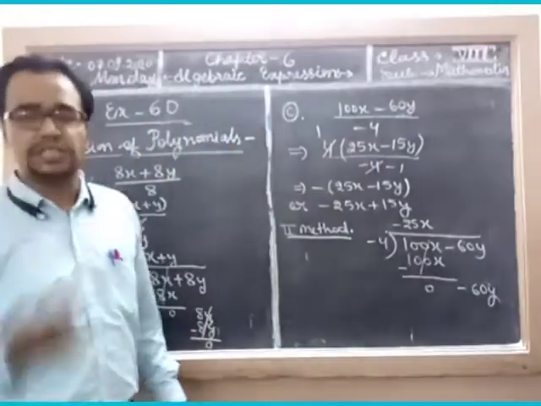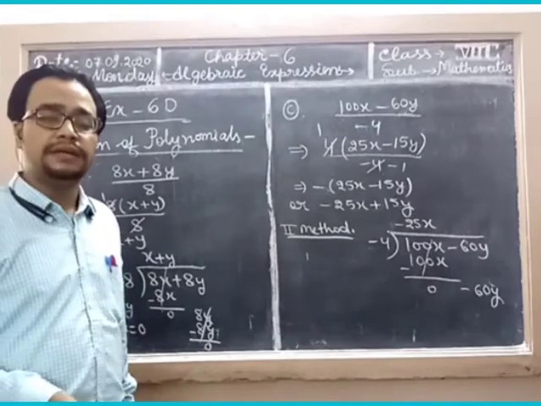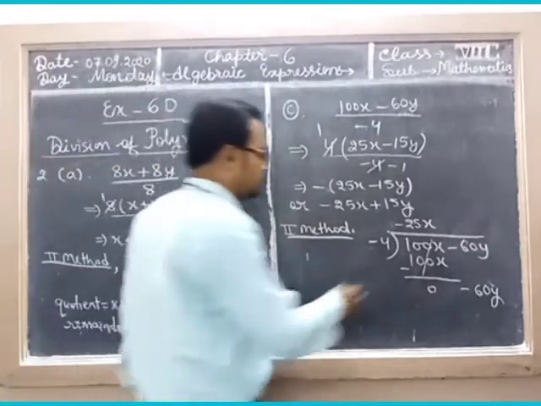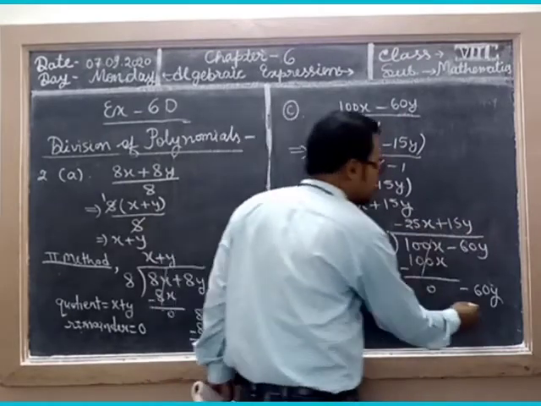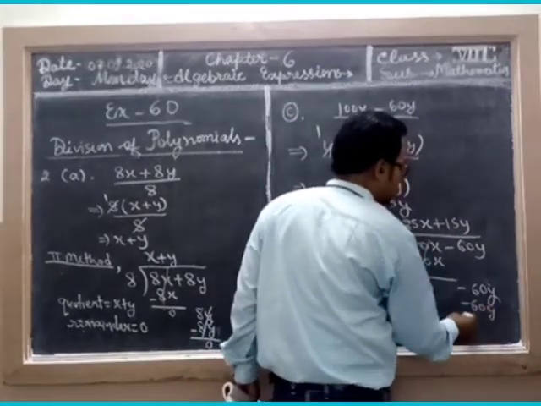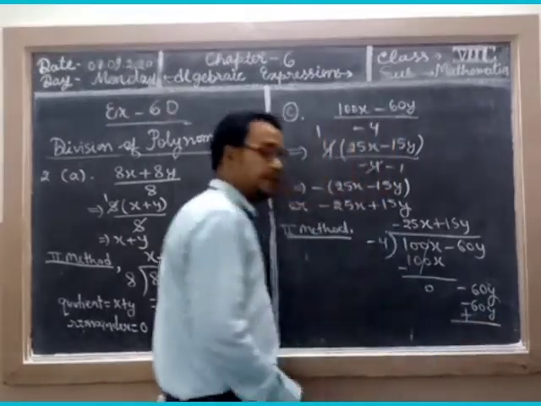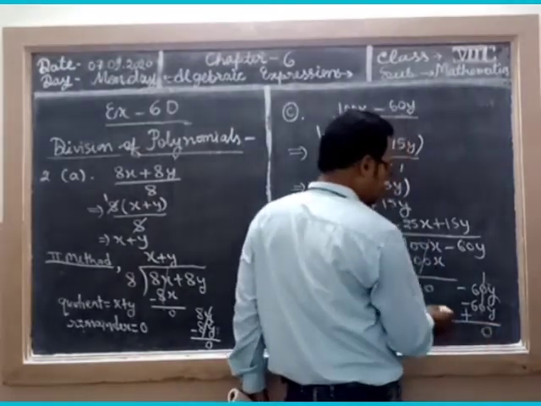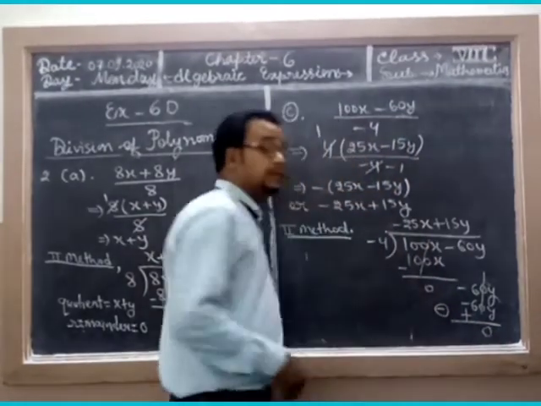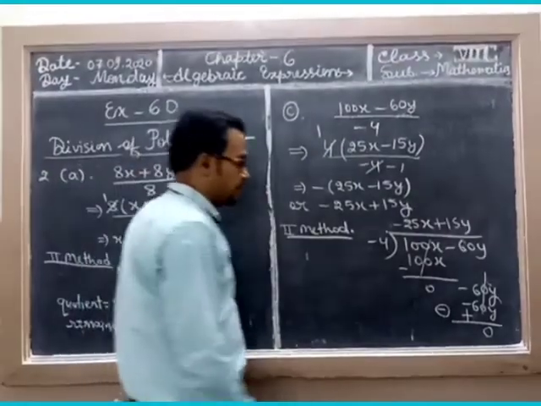For getting minus 60y from minus 4, we multiply minus 4 by 15y. Minus 4 into 15, minus 60, and y comes. So here on minus we have plus sign, on subtracting we have plus sign. As you know, in case of subtraction, minus sign changes into plus sign. So remainder is 0.